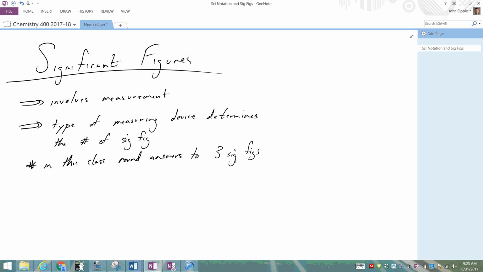Okay, so this ruler gives us more significant digits. It actually gives us 3 because it's a more accurate measuring device.